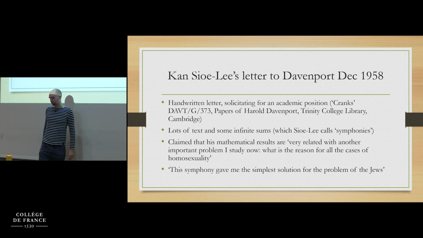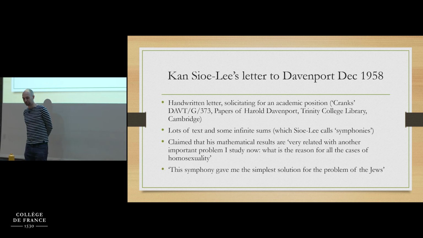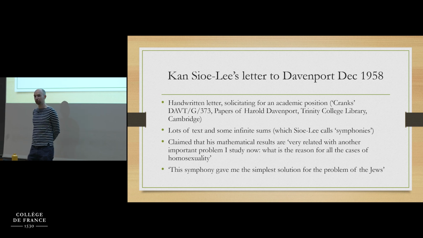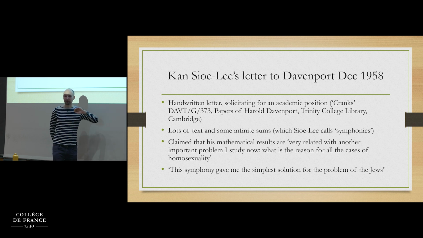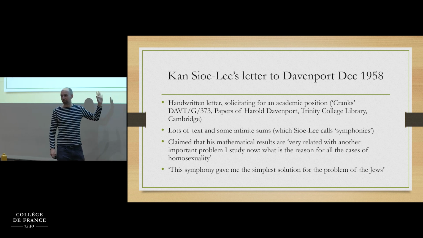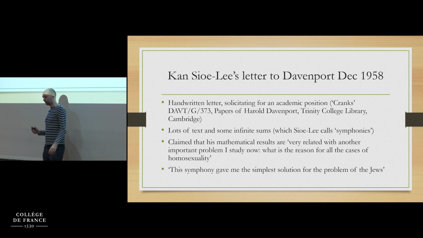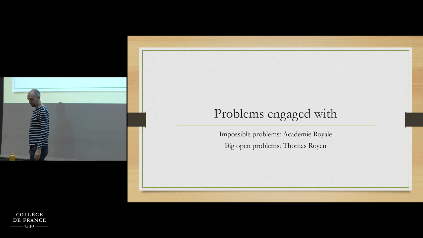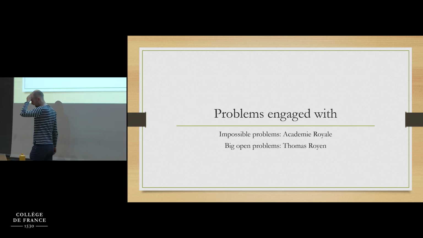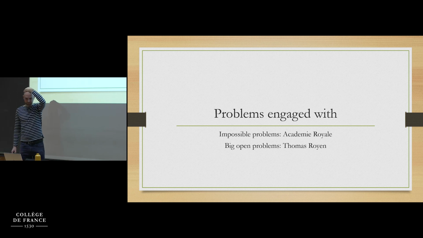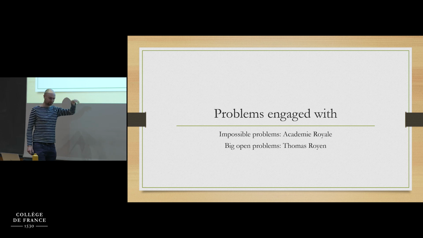And he continues to tell us that one of his symphonies gave him the simplest solution for the problem of the Jews, which, according to him, is the relocation of Israel to Taiwan. So obviously this is all very absurd, right? And classifies as very, very cranky, at least in Davenport's book. Okay, so here we had kind of character traits, right, absurdity and stubbornness.